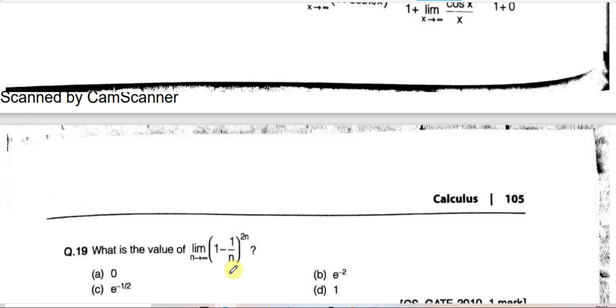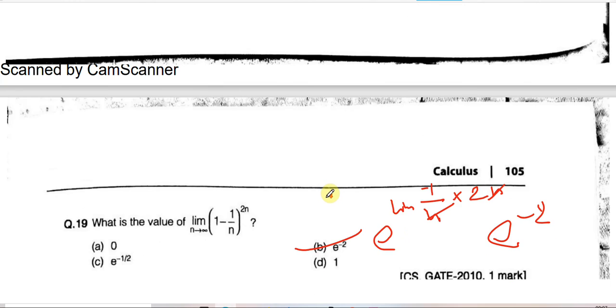See this again, 1 power infinity form is there. Then I have told you the formula, a very important formula: e to the power limit of this function minus 1. So minus 1 by n will be the remaining, multiplied by this upper function, which is 2n. So n to n will be cancelled, so minus 2 will be there, means e to the power minus 2. This one, very easy one.